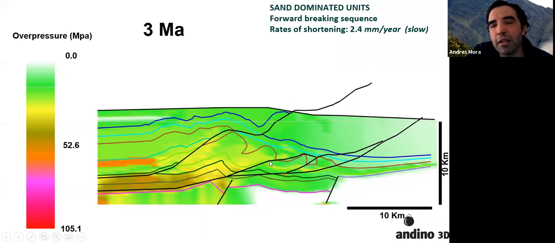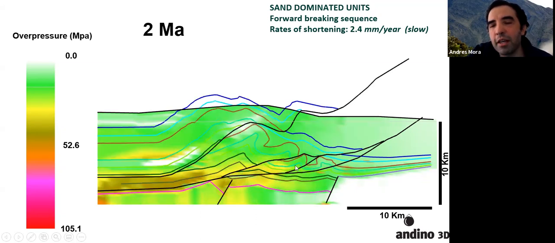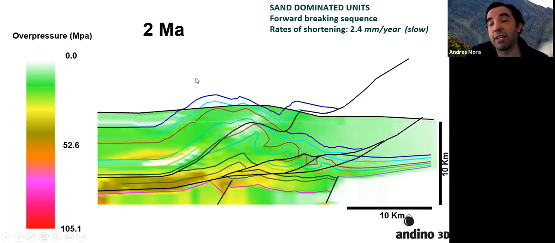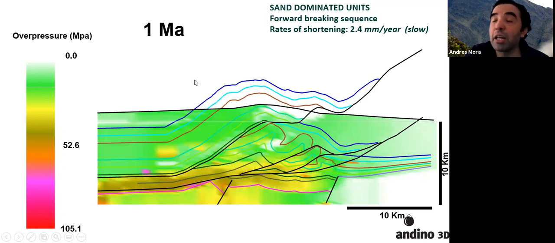But there is something significant. Again, these faults and these frontal stacks are active. They have no displacement at 3 million years, but whenever they have displacement, and also the more internal faults, we see a dramatic reduction in overpressure, the opposite from the other case, which is an interesting observation that we haven't seen in the more shaley case.